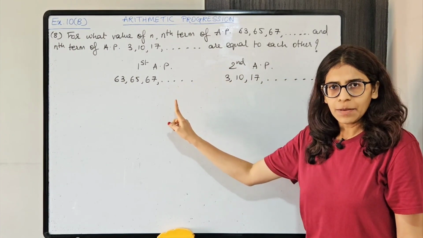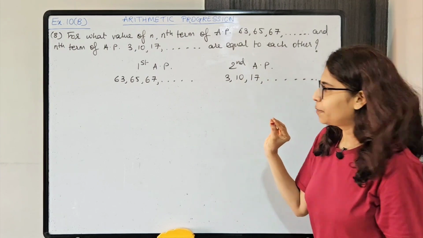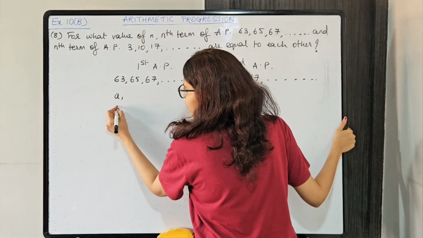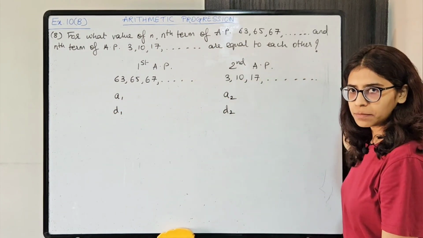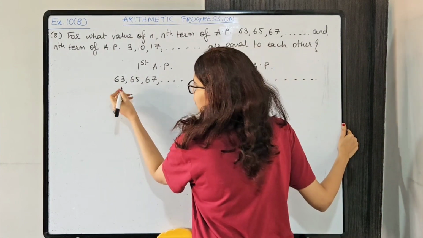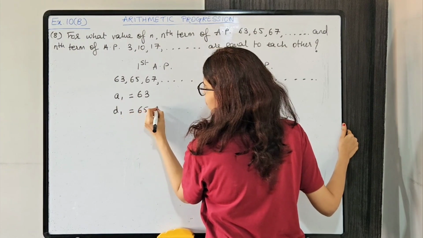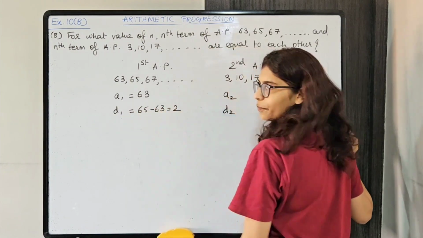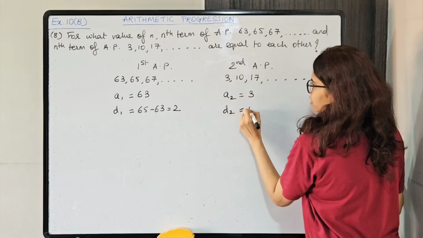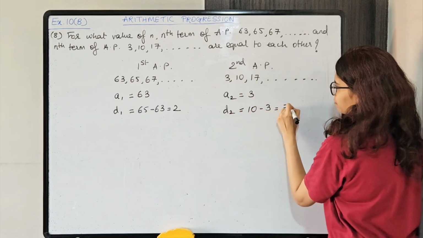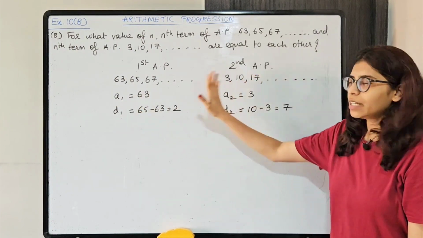दो APs है, okay, so there will be 2 A and 2 D. Okay, so let us put a subscript. इसको A1 D1 कंसिडर करते हैं एंड यहाँ पे A2 and D2. Okay, A1 that is first term will be 63 and D1 will be 65 minus 63 that is 2. Here A2 is 3 and D2 is 10 minus 3 that is 7. We got A and D ka value for both the APs.